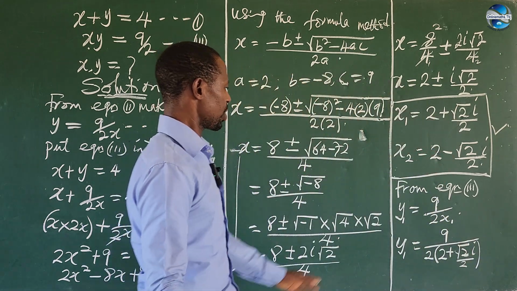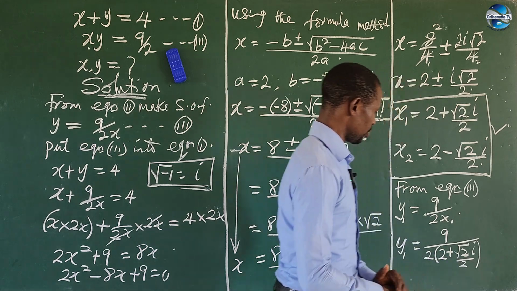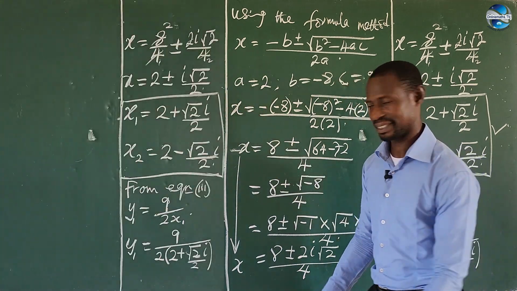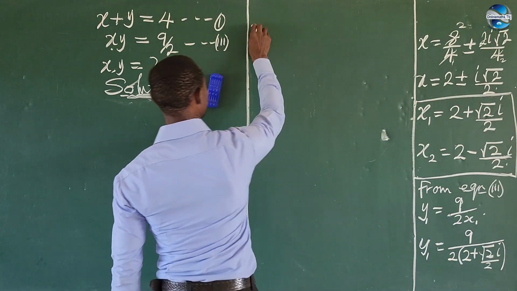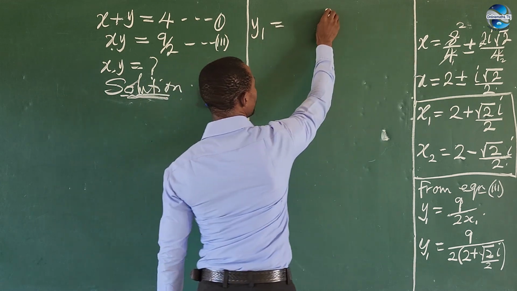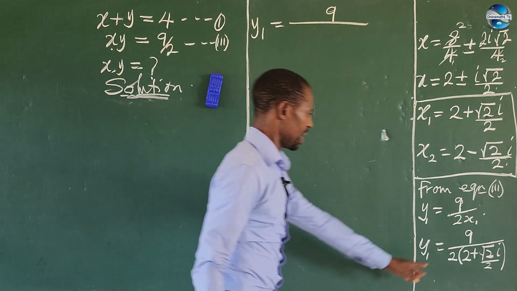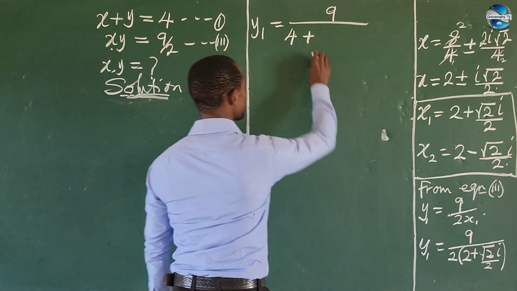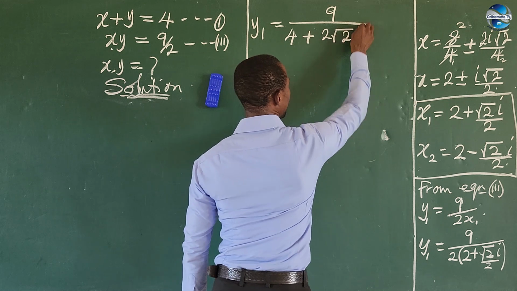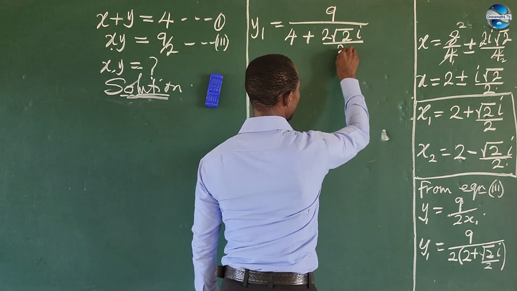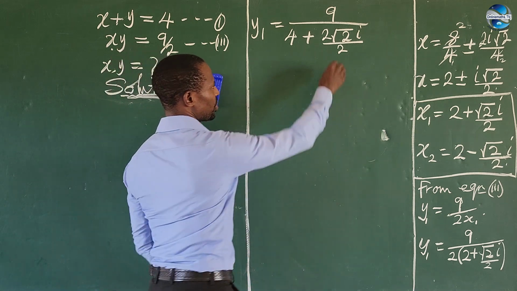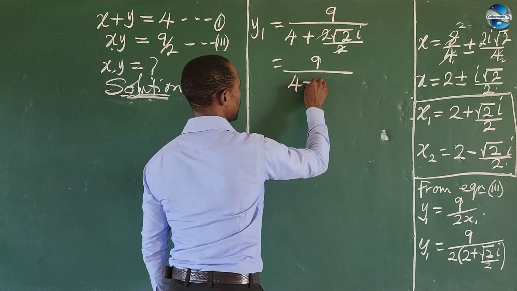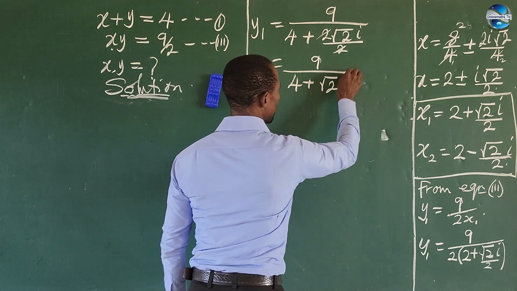Okay. All we just need to do is use this to open up everything we have in here, right? So let's open this up and see what this gives us. Let's continue on this side of the board again. So this is going to give us y1 is equal to 9 all over this times this will give us 4, plus then we use this to also times this will give us 2 into the square root of 2 into i, then all over 2. So what do you observe from here now? This cancels with this, right? So we now have 9 all over 4 plus the square root of 2i.